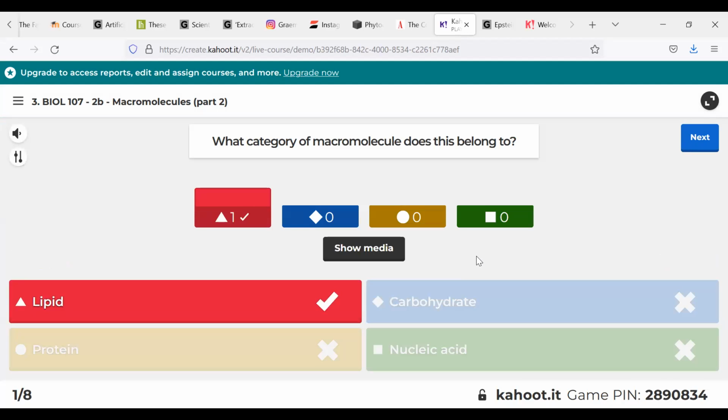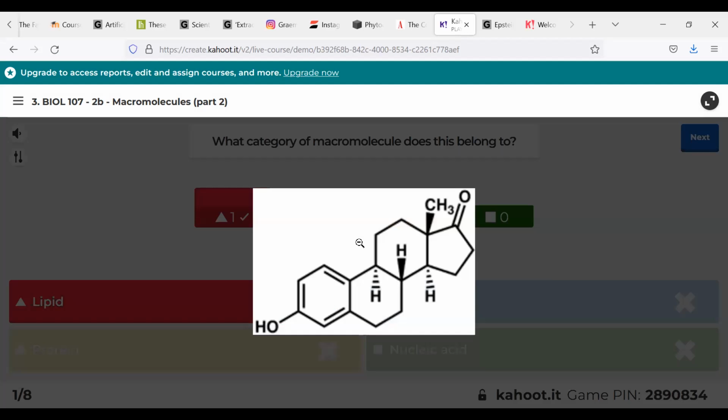We're timing out here. Got to think quick. Let's take a look at this. This here is actually cholesterol, or no, sorry, this is testosterone. So this is a steroid, and you can see the 4 rings, and that makes it a lipid.